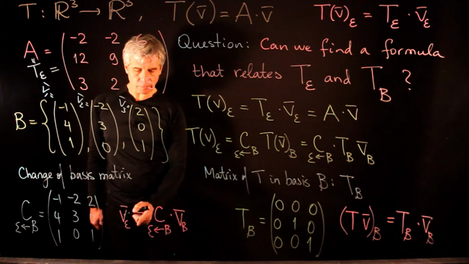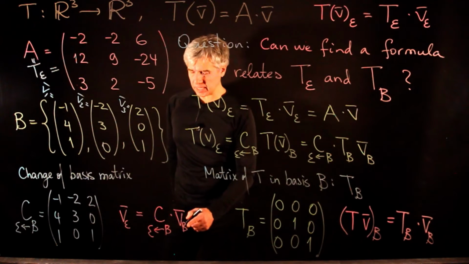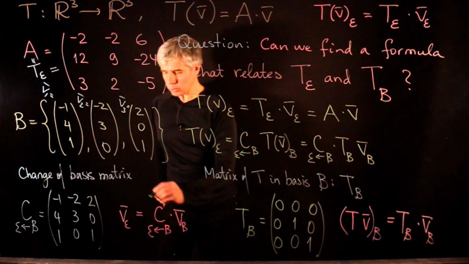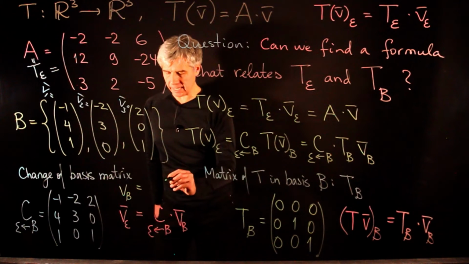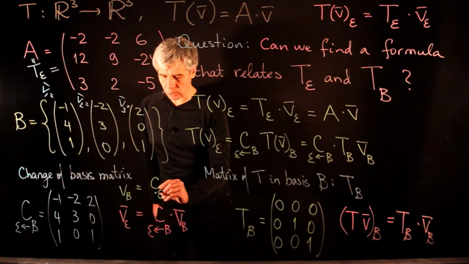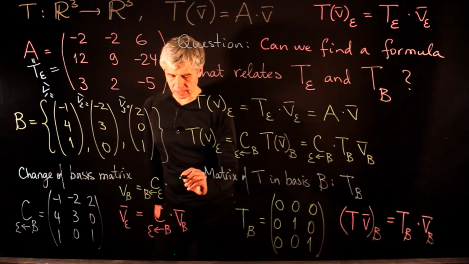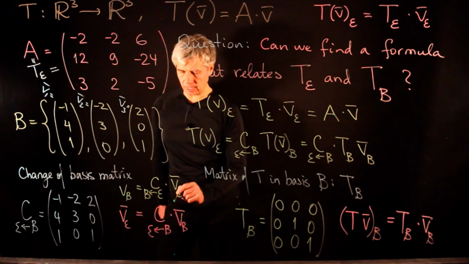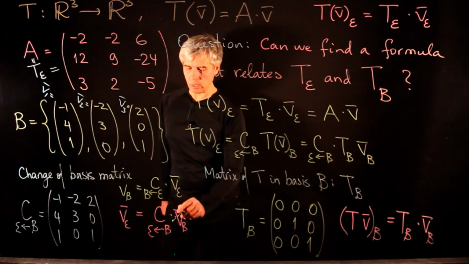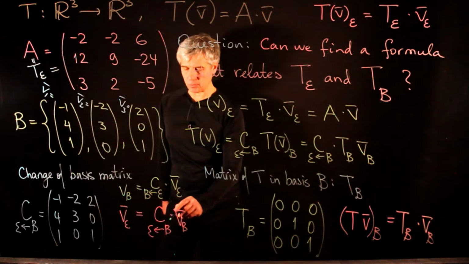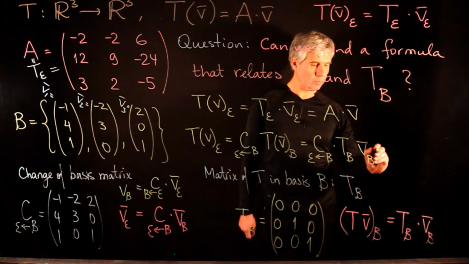And this change of basis formula has a counterpart. Here, this formula says how we go from basis B to the standard basis. But we also have a formula that tells us how to go from standard basis to non-standard basis. So here we use the change of basis matrix C E to B times the standard coordinates of a vector V. And the change of basis matrix from E to B is the inverse of the change of basis matrix from B to E.